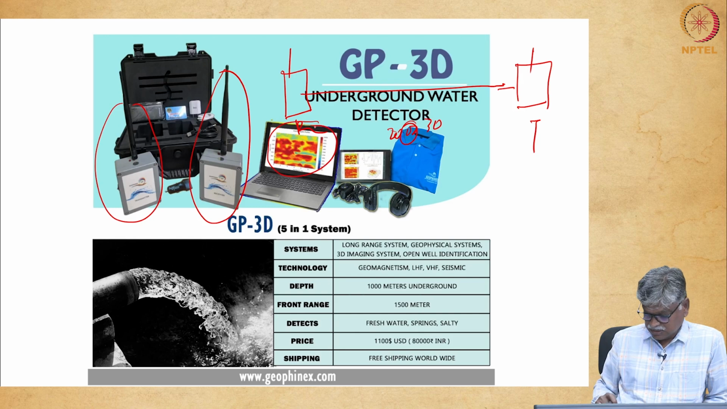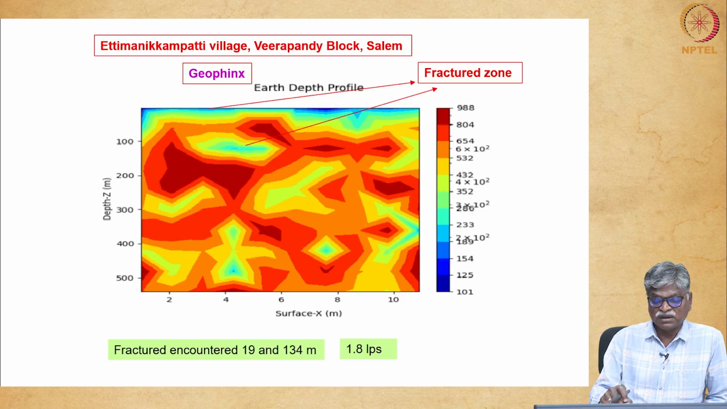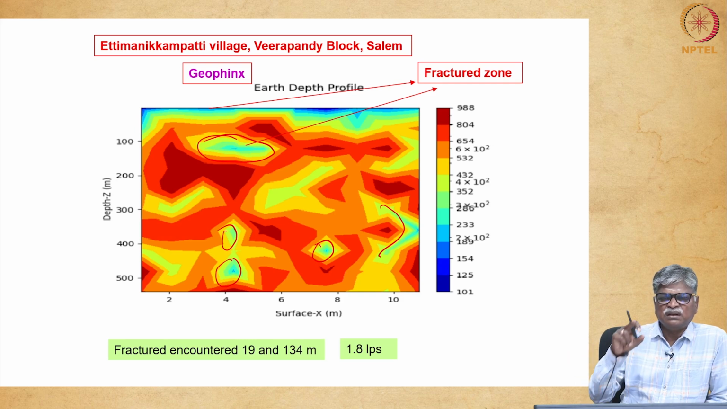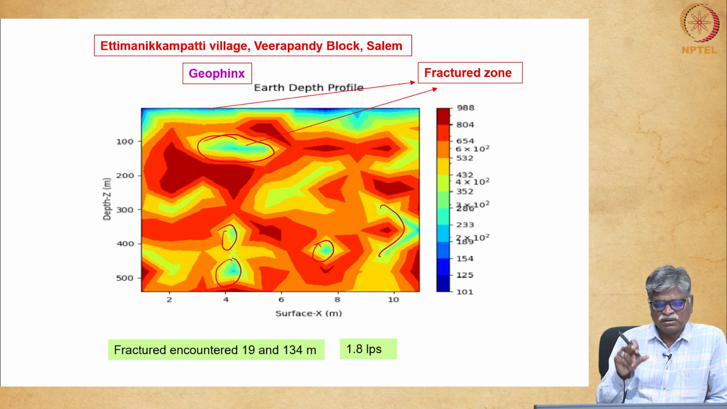From that, we can see this is the fracture, this is also fracture, this is also fracture. This type of fracture you will get within 30 meter horizontal and 300 meter depth. Easily you can find out within 10 minutes. It will trace your subsurface formation, where the fracture is, where the massive is, where the weathering zone is. Within 10 minutes you will get that.